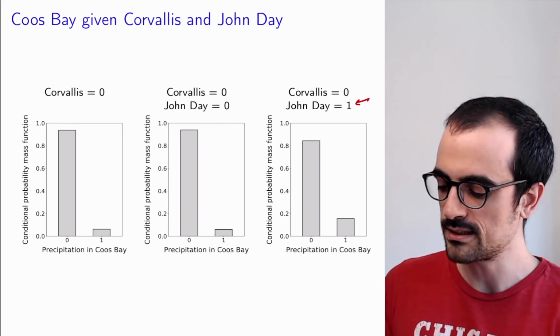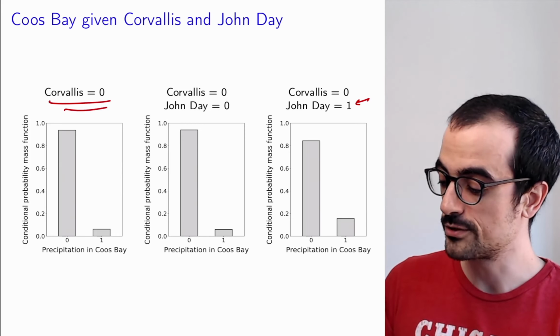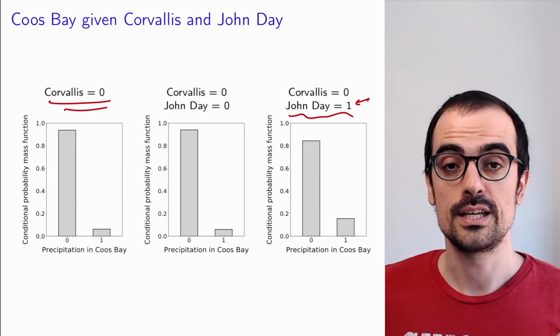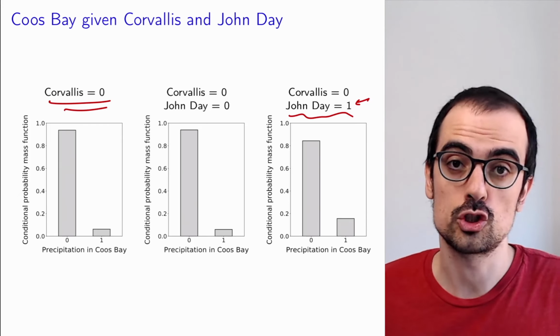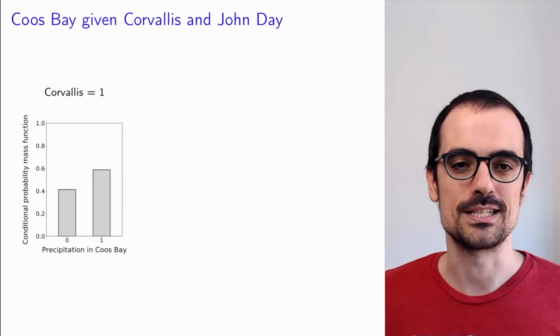The point is that once we condition on Corvallis, the influence of John Day decreases quite a bit. Here we were conditioning on it not raining in Corvallis. Let's see what happens when there is precipitation in Corvallis.